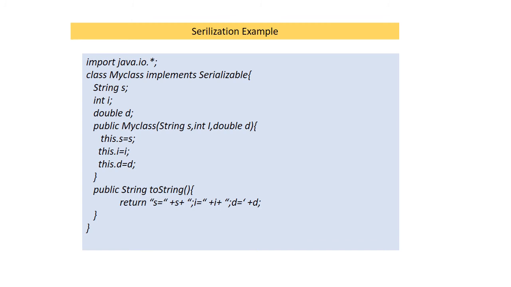We can see a serialization example where we have started by writing a class called MyClass that implements the Serializable interface. And as a result, the object of this class can be serialized since we are implementing the Serializable interface. And this class contains three variables that are of type String, int, and double. And these are the information that we want to save and restore.